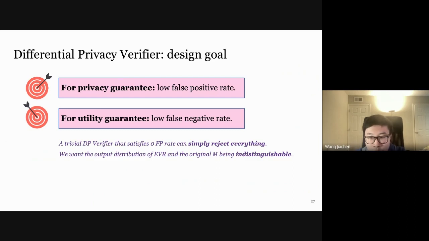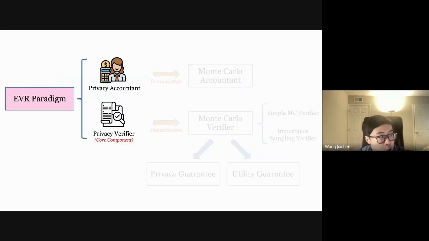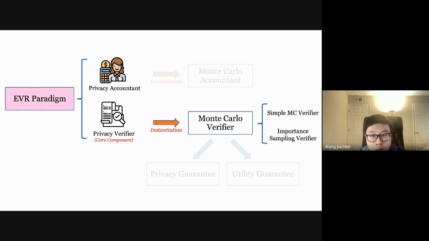After all, there's a trivial DP verifier that satisfies zero false positive rate, which is simply to reject everything. So if the estimated privacy parameter is accurate, we hope the DP verifier can also achieve a small false negative rate, so that the output distributions of the EVR and the original mechanism are indistinguishable, which maintains the utility of the original mechanism. We just talked about this EVR paradigm, where the core component is the privacy verifier, and next we'll talk about how we can exactly implement such a verifier.